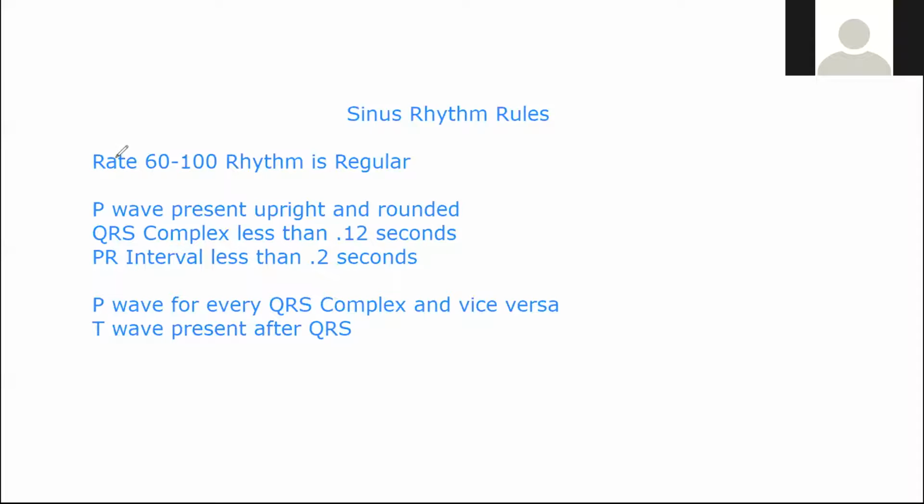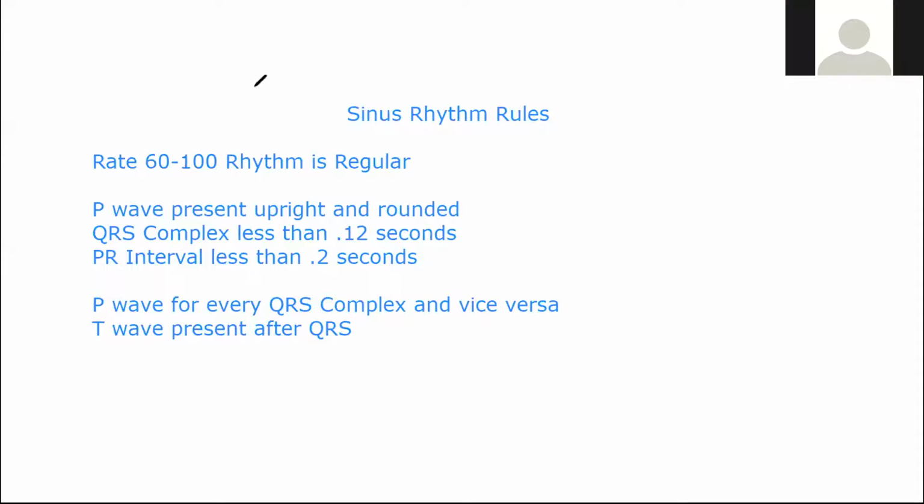So what do you think needs to happen to have a sinus Brady rhythm? Gotta be less than 60. Yeah, the only rule that we're going to change is the rate. The rate for a sinus Brady rhythm is going to be less than 60. All of these other things will still be in place.